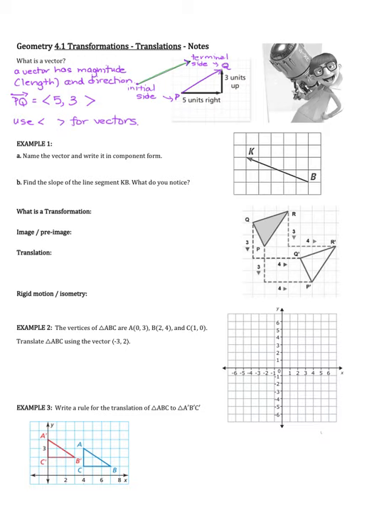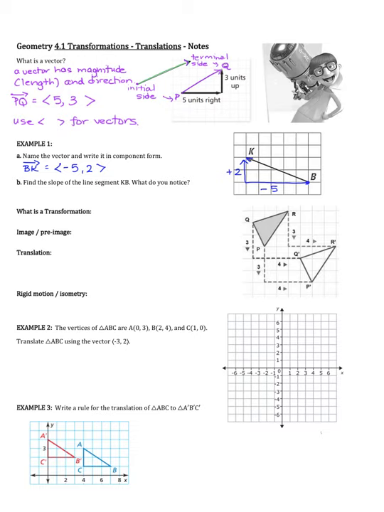Okay. So, example 1, name the vector and write it in its component form. This is a vector whose initial side is at B, terminal side is at K. So this would be the vector that goes from B to K. Now we want to figure out in the x direction, notice I'm going back because I'm going to the left, back 5, and I'm going up 2. So I would write this in vector form as <-5, 2>, and that's how I'm going to leave it.